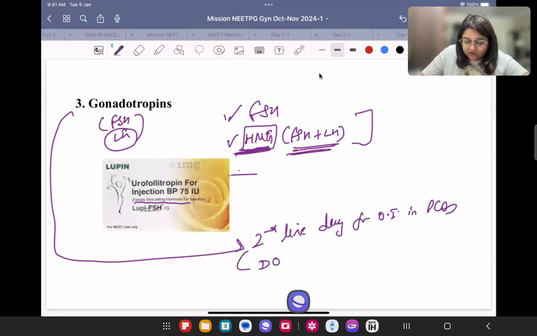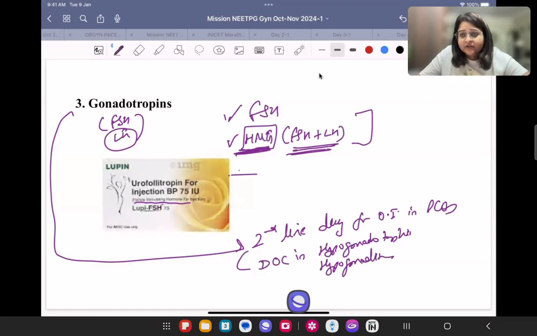It is also the drug of choice in women who have hypogonadism. So she has a pituitary lesion, or say Sheehan syndrome, and the pituitary is not functioning. So giving an anti-estrogen is not going to help. You have to directly give her FSH for ovulation induction to happen, or Kallmann syndrome. So in hypogonadotropic hypogonadism, you're directly going to give her FSH and/or FSH plus LH.